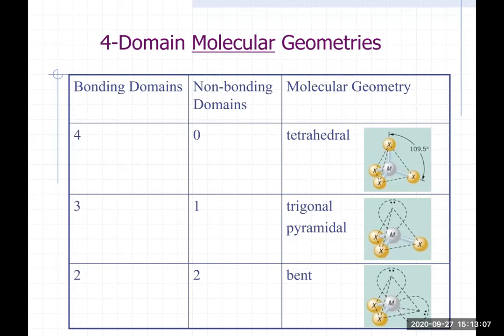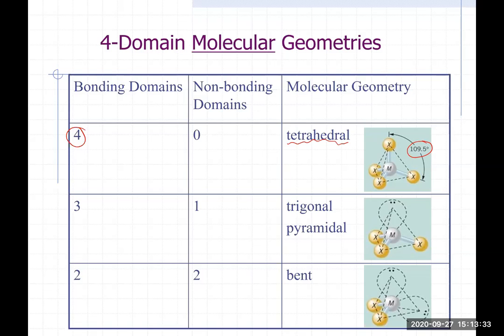What about 4 electron domains? If we have 4 electron domains and they are all bonding, again, we're going to see the same thing here that we saw with the last 2, in that we're going to have 109, and again, you don't have to memorize 109.5, 109 approximate bond angles and tetrahedral structure.